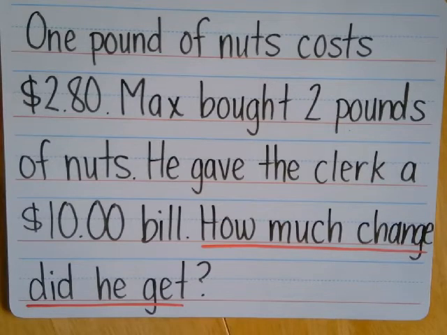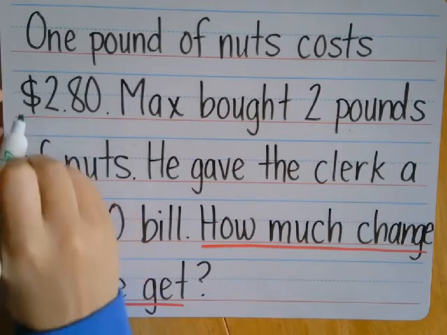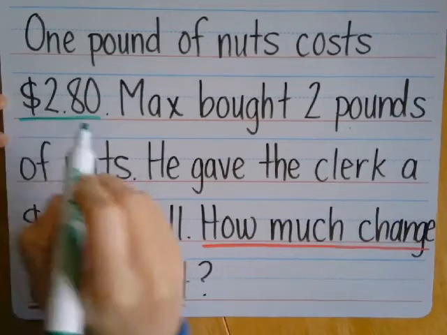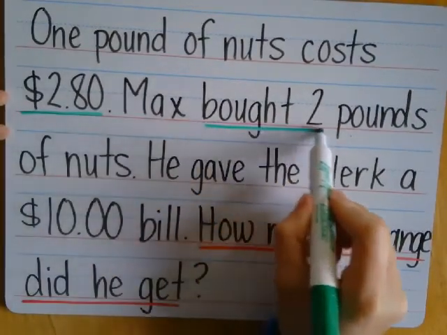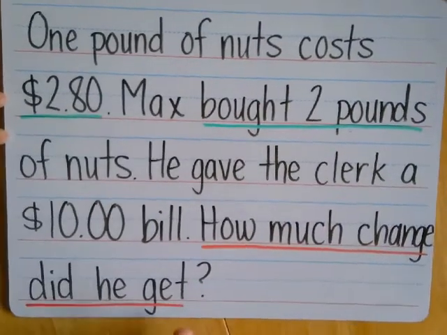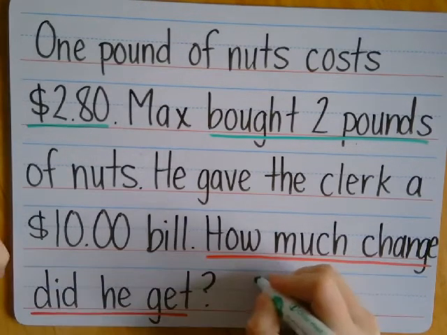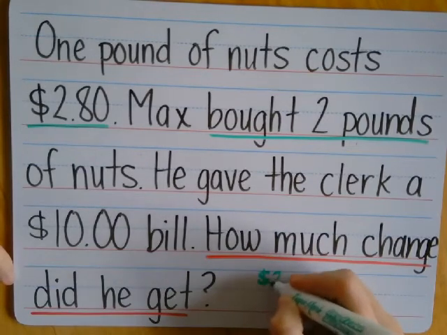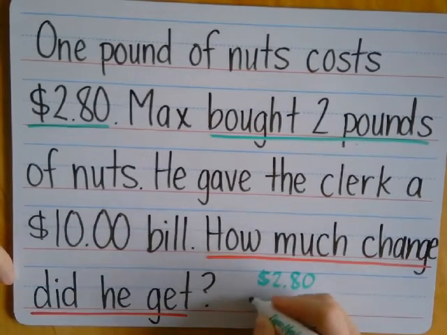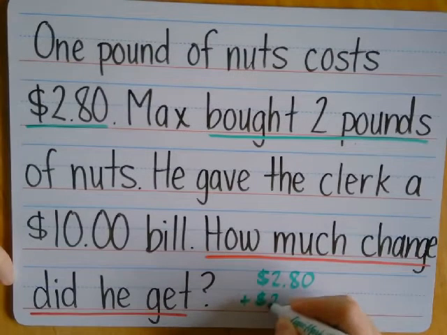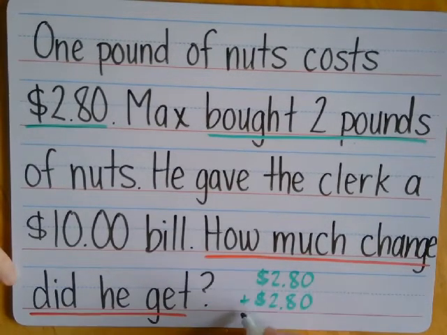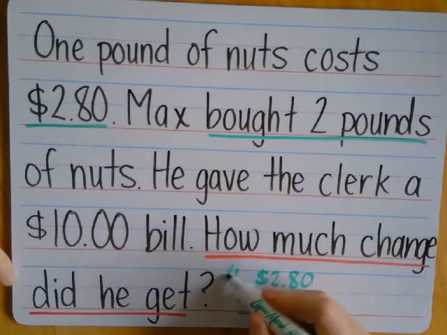how much the nuts Max bought cost. We know that 1 pound costs $2.80, and Max bought 2 pounds of nuts. So if 1 pound is $2.80, 2 pounds is double that. So we need to add $2.80 twice. So that would be my first step.